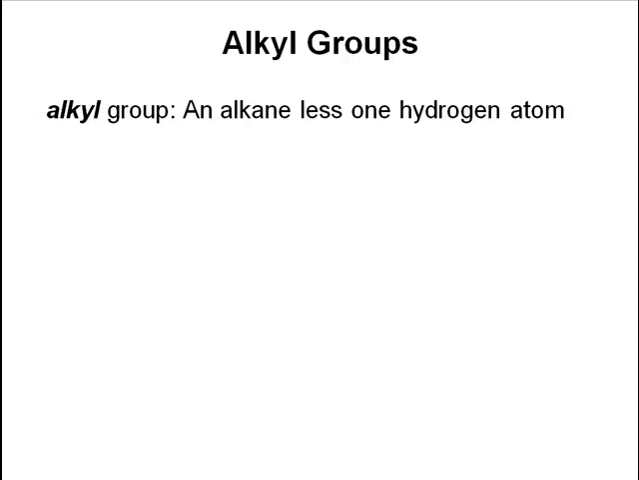Alkyl groups. This is an alkane less than 1 hydrogen atom. So you replace the ane with a yl. So if you have 1 less hydrogen atom, you'll have an alkyl group.